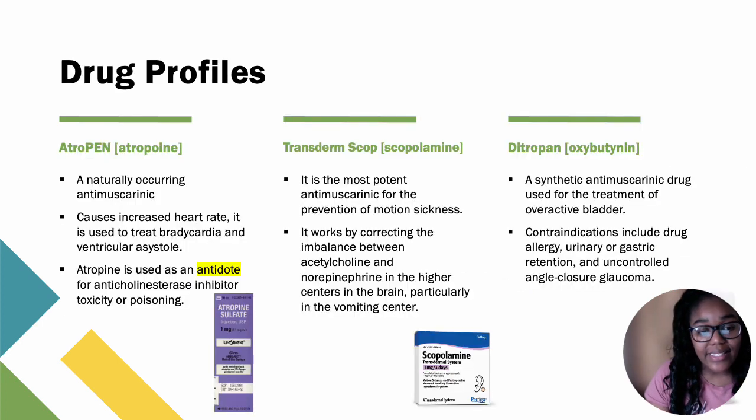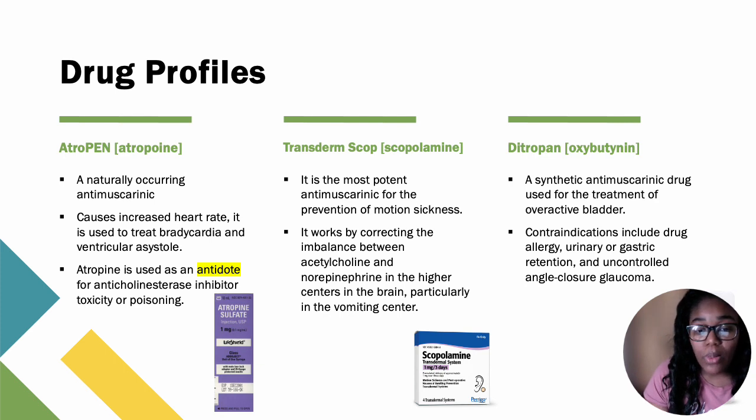Here are the selected drug profiles for the anticholinergics. We've talked a lot about atropine, and it is an anticholinergic. It increases heart rate. It is used to treat symptomatic bradycardia and also ventricular asystole, which means that the heart has completely stopped beating. Atropine is an antidote for anticholinesterase inhibitor toxicity, or cholinergic toxicity, another way of saying that, or poisoning.